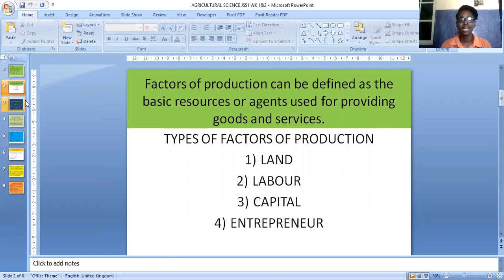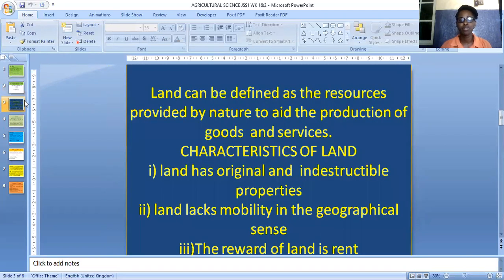What is land? Land can be defined as a natural gift from nature, and land can also be defined as the resources provided by nature to aid the production of goods and services.